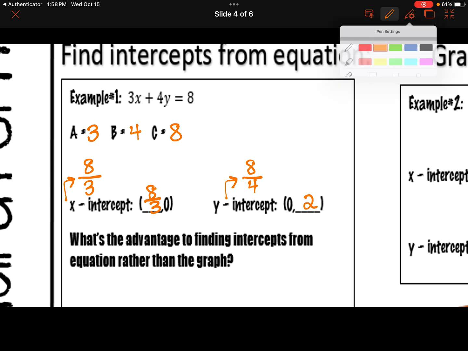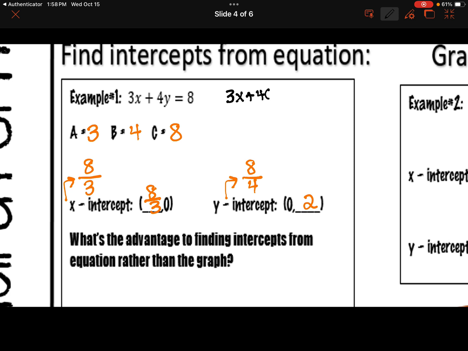Okay, what if I forgot this shortcut? How else could I have done it? Well, to find the x-intercept, I could literally just plug in a 0 for y and then solve this equation. And then I could have plugged in a 0 for x and solved the equation. And so that's always going to work. But again, if I remember the shortcuts, I don't have to do all of that extra work.